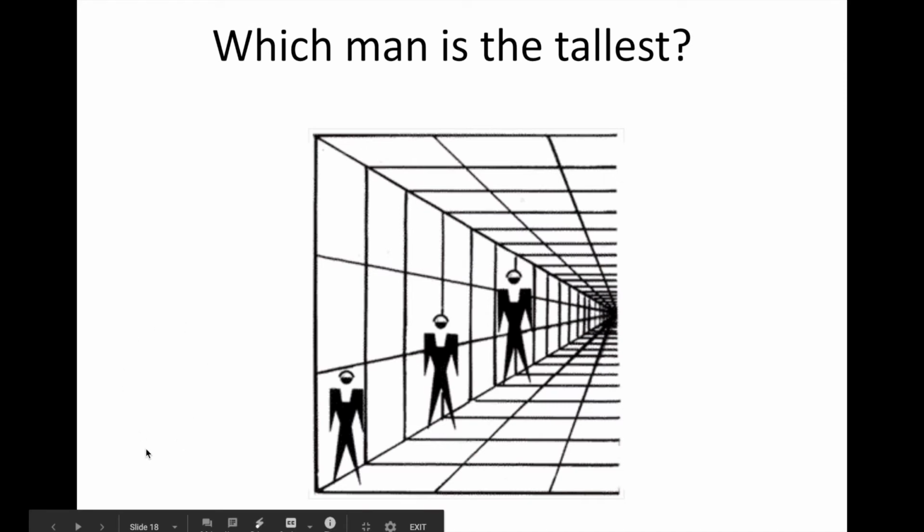Slide 18, again, when you're ready, pause it, and you can move on over to your Google form. This one says, which man is the tallest? The man in the front, the man in the middle, or the man in the back? Which of those three men is the tallest?